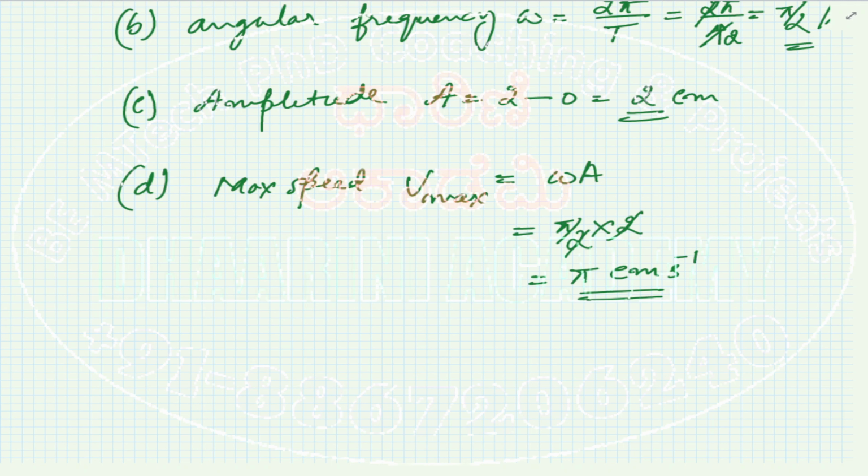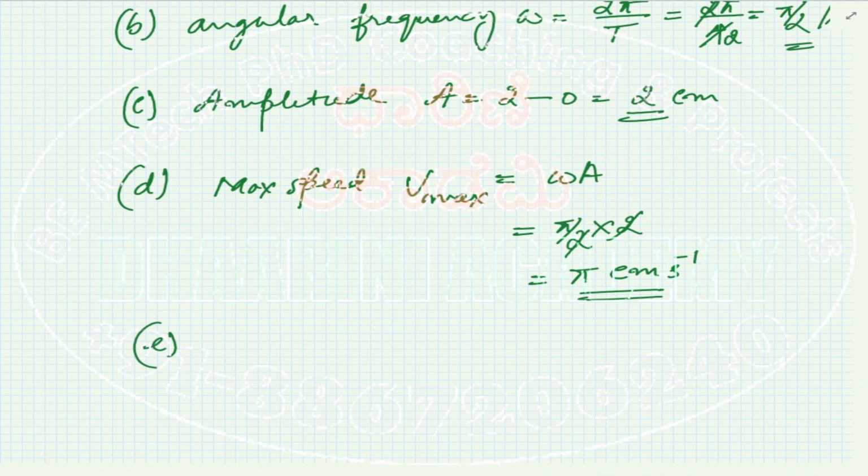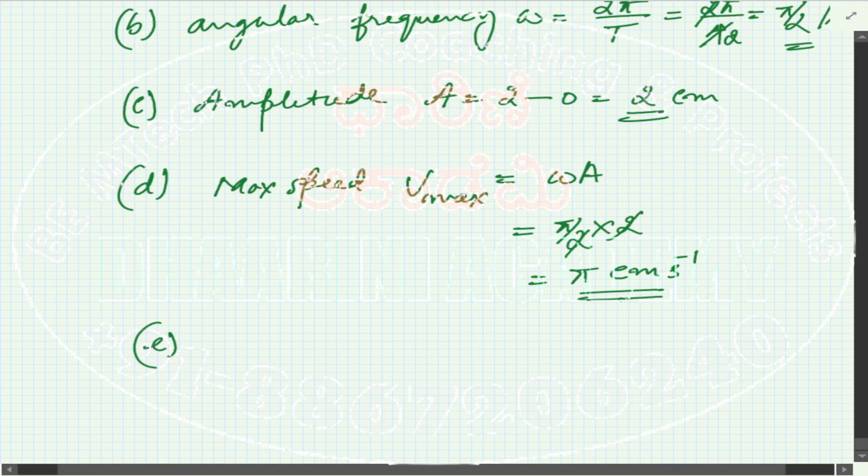Okay, next. We can see that part E of the question says that we are supposed to find out the displacement from the mean position at t equal to 3. Right. So at t equal to 3, if you want to find x, I need to use this equation.